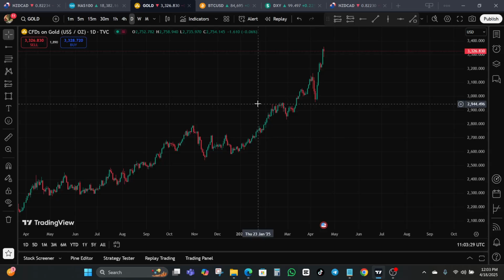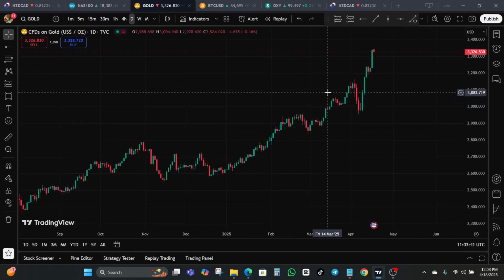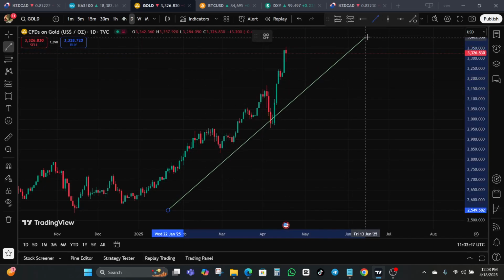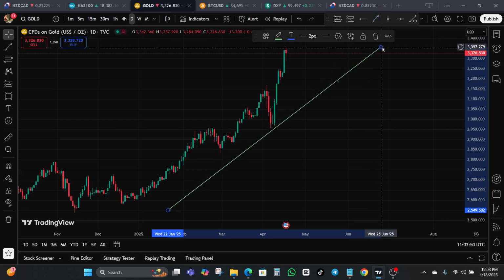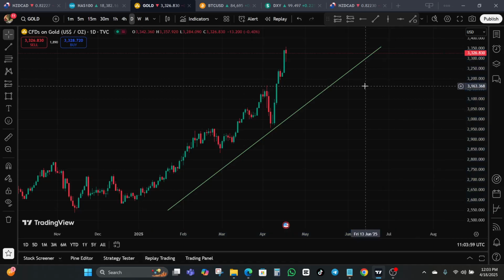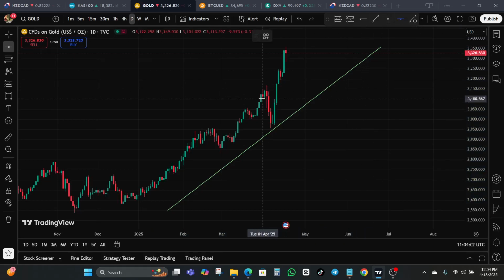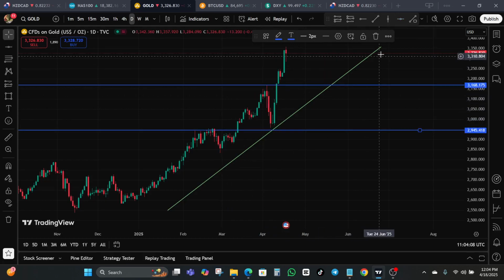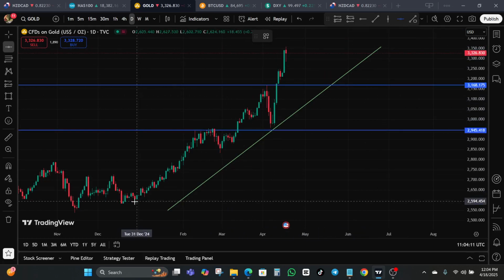So you just look for clear higher highs and higher lows in an uptrend, or lower highs and lower lows in a downtrend. Once the direction is established, as in this case, we have a clear uptrend, you draw out the major support and resistance levels. We have to mark out these important levels on the chart, the support and resistance levels.